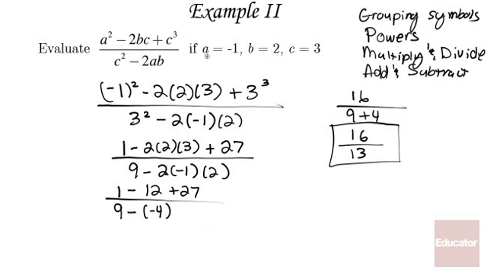Again, starting out by substituting values for a, b, and c. And I have done that in this first step, and then I treat this fraction bar as a big grouping symbol, and I take care of the numerator and the denominator separately. You could have done them one at a time, or you can do the steps at the same time. So first, evaluating the powers. I did that in the numerator. I did that in the denominator, treating them separately. Multiplying and dividing. So I did my multiplication here and in the denominator. And finally, adding and subtracting to get 16 over 13.